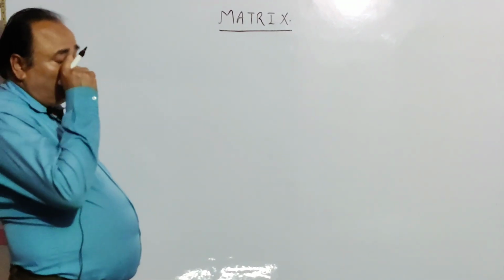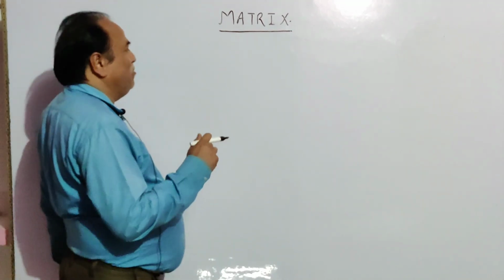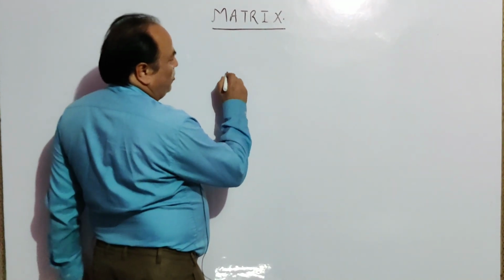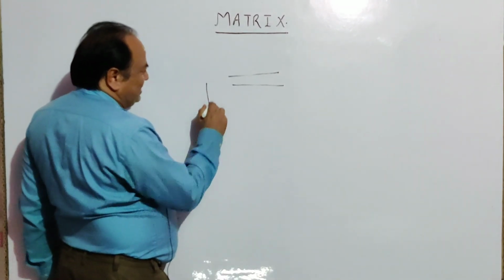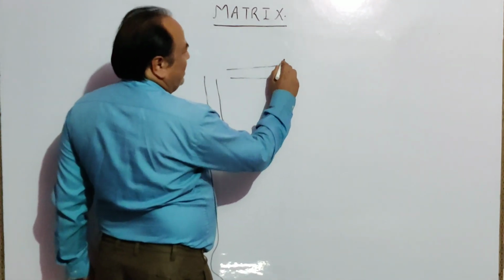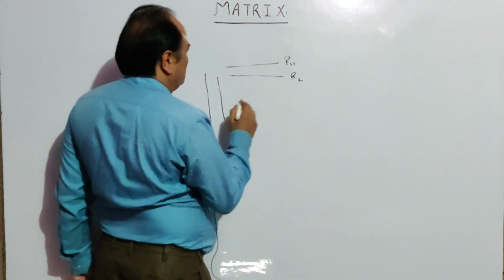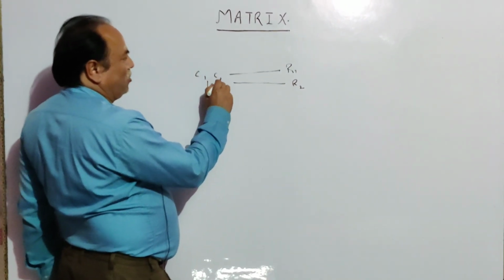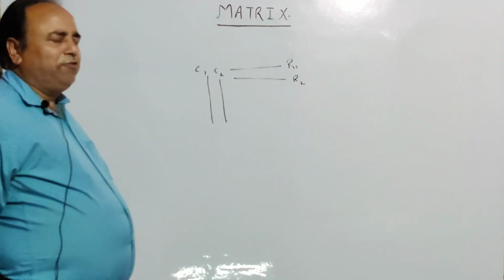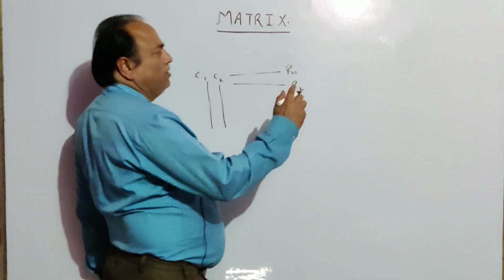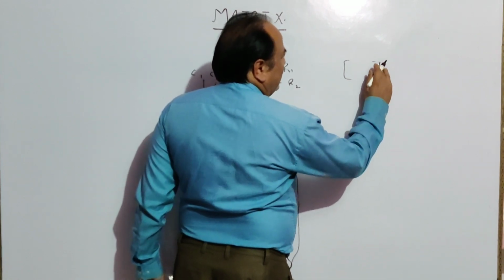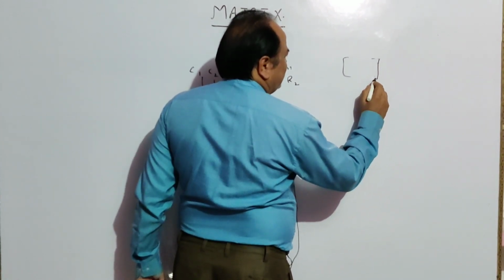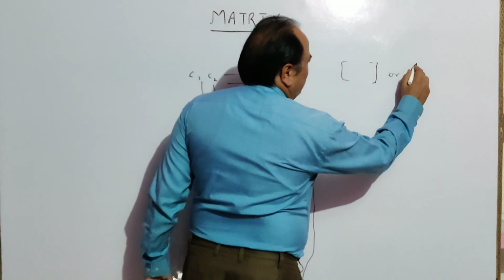In matrix, we know that it is a rectangular arrangement of rows and columns. Horizontal lines are called rows, and vertical lines are called columns. These are rows, row 1, row 2, and this is column 1, column 2. Different symbols are used for matrix. First symbol is this. This symbol is used for matrix. Or we can use this symbol for matrix.